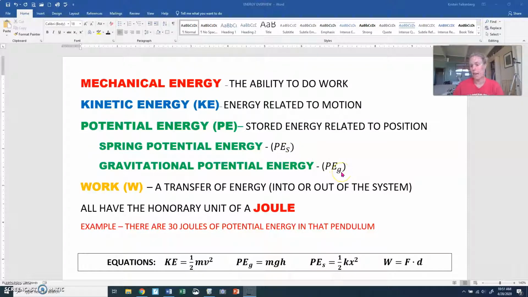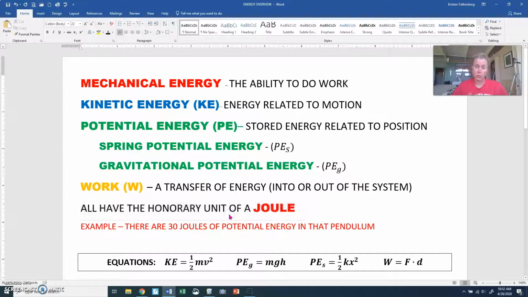The thing with elastic, I don't have any equations for rubber bands, but you can kind of generate one with some scientific method. And the last thing is, when I've got mechanical energy as the ability to do work, well, guess what? Work isn't itself energy, but it's a transfer of energy into or out of the system. And so we will work with these concepts. They all have the unit of joule. Potential energy, kinetic energy, their unit is a joule of energy.